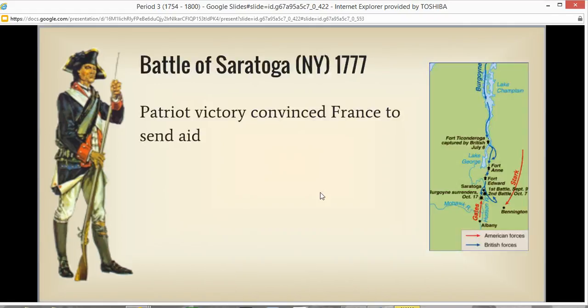The Battle of Saratoga, that's in New York in 1777. This is a Patriot victory, and the significance of the Battle of Saratoga is that it was a much needed victory. The Patriots knew that they needed this victory, and when they're able to defeat Great Britain in New York, that kind of wakes France up and convinces France that maybe they should get involved. Maybe the colonists actually have a chance here. And so France will begin to send aid to the American colonies.